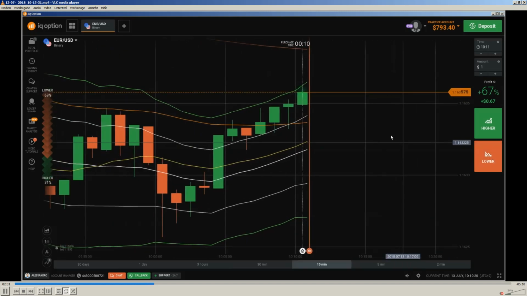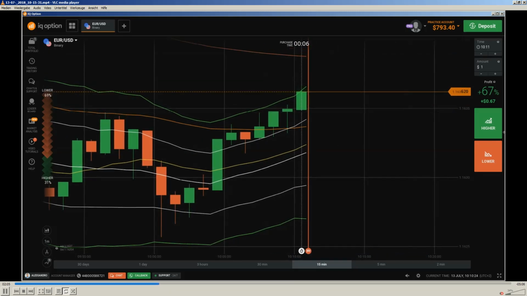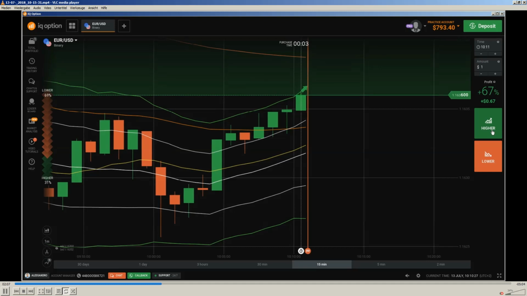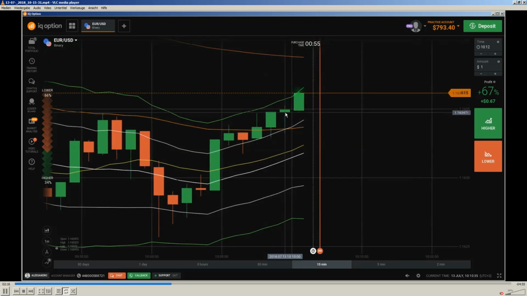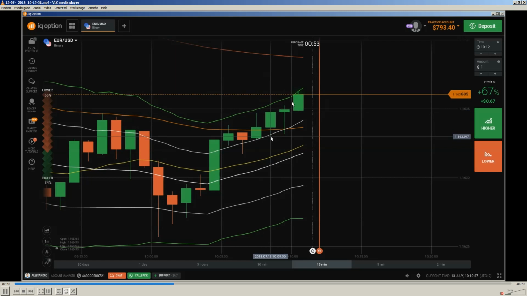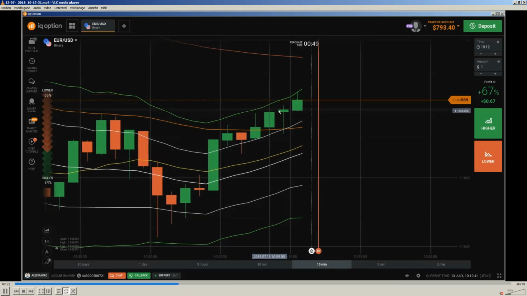In this kind of moment, it would be a clear call. I would be waiting for a better entry point. You see, I want to enter into a call, but I haven't done this because price didn't get back to at least this level here of this doji, which would be really nice if price would have gone down.